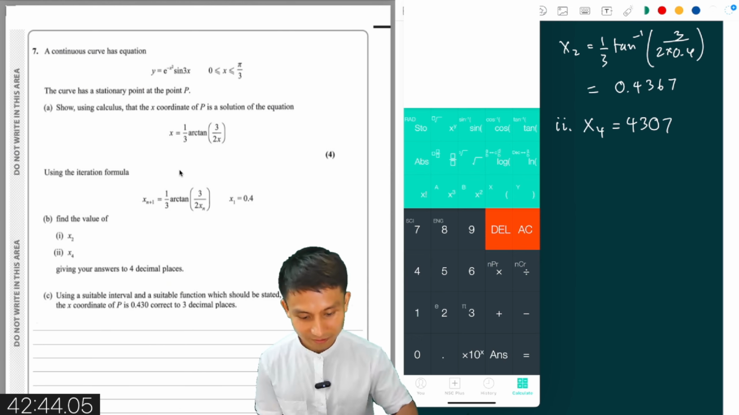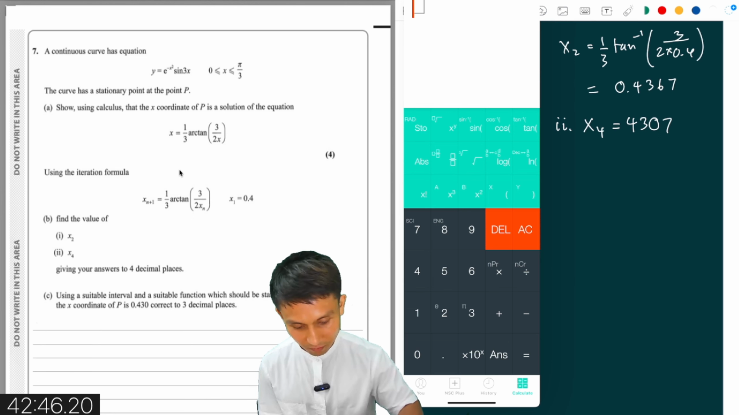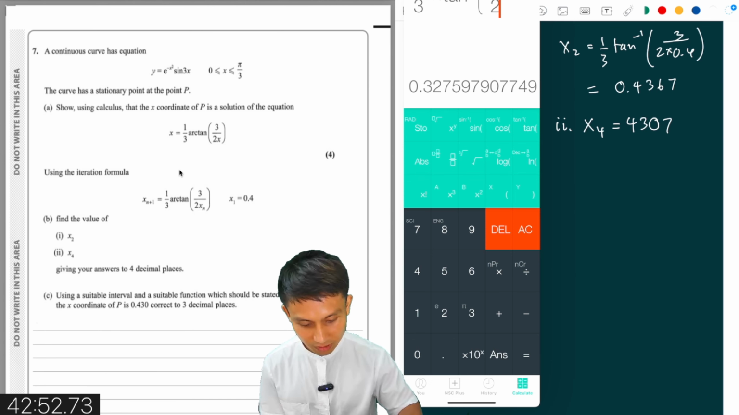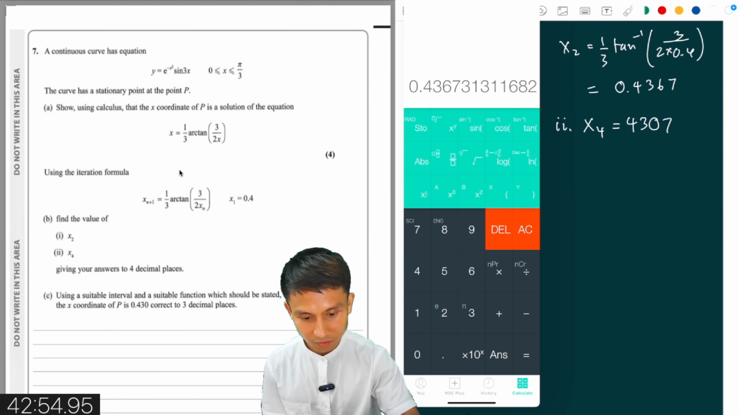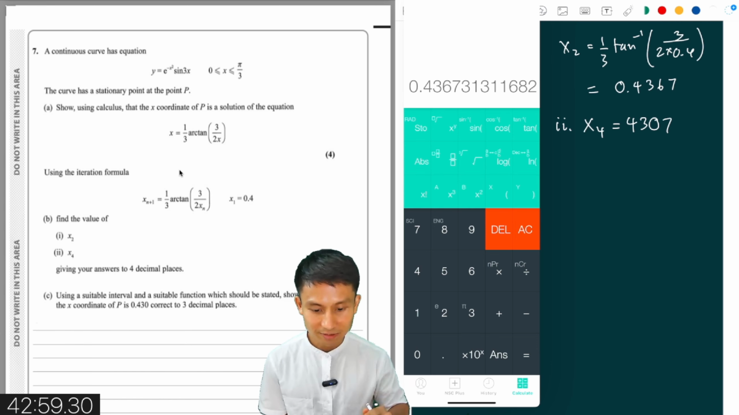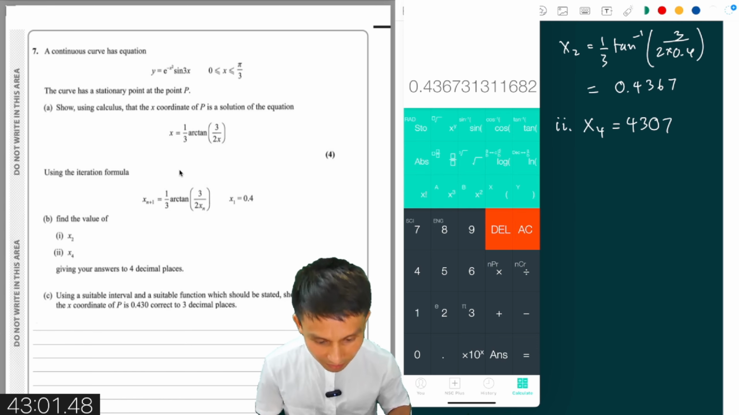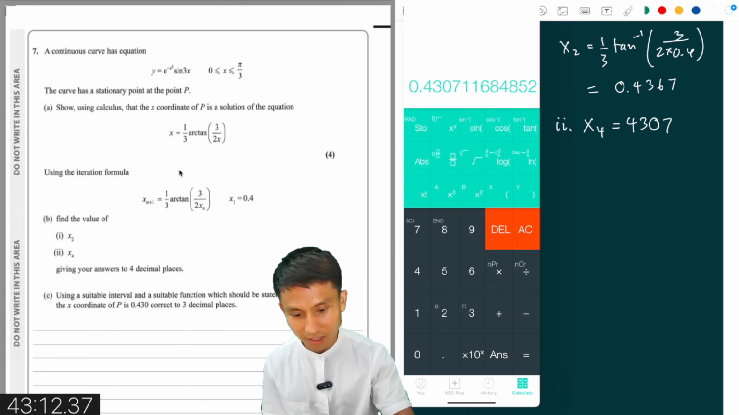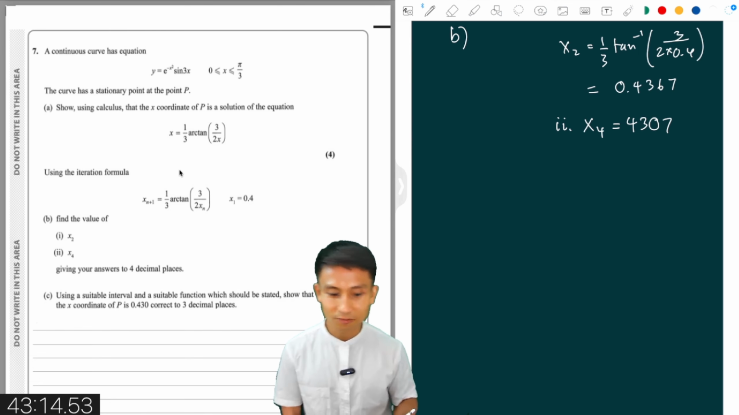Okay, and then again, 1 over 3 times arctan 3 over 2 times answer. Zoom out a bit. Okay, I haven't pressed enter yet, but it already gives me the answer. So that ends with 682. Okay, so that doesn't change yet. So this should be x2, and this should be x3, and this should be x4. So I got it right. Okay, so that's x4 there.